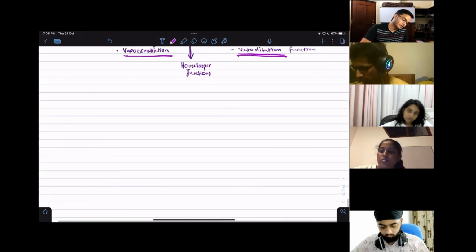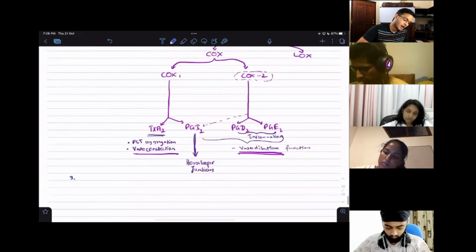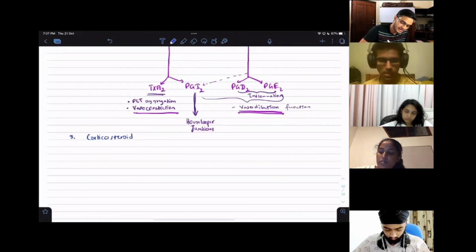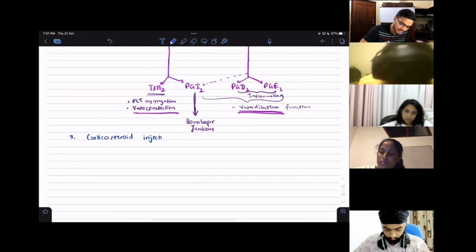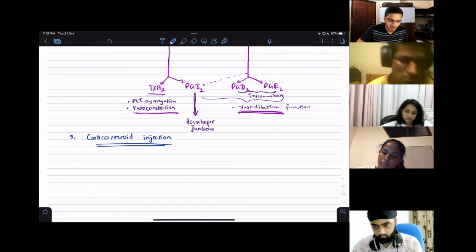So that's about that. Then we go to the next one, guys. Number 3. Corticosteroid injections to the joint space. Now, in this cycle, where does corticosteroid act?